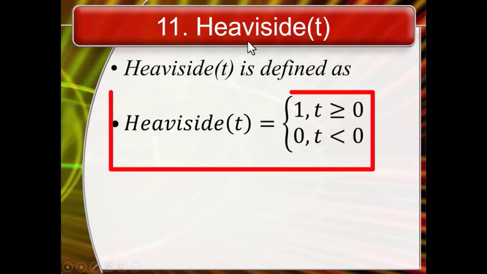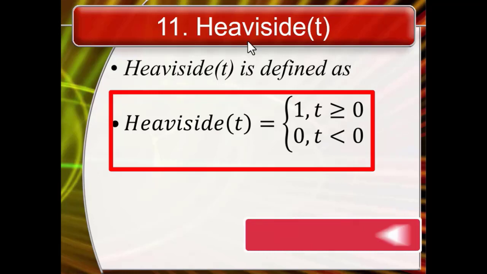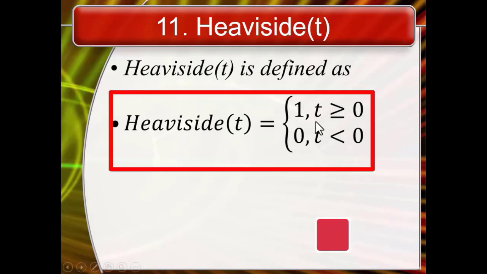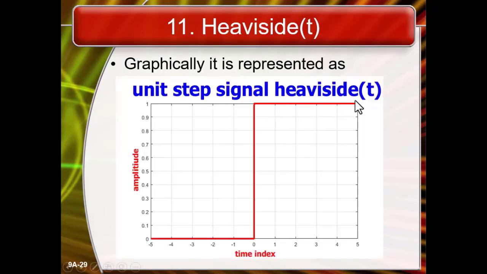And the other type of signal which is predefined is Heaviside of t. This Heaviside of t is the unit step signal. Heaviside of t equals 1 for t greater than or equal to 0, and it is 0 for t less than 0. And Heaviside of t equals u of t. It is equal to 1 for t greater than 0, 0 for t less than 0.